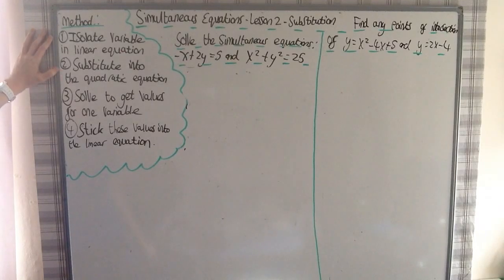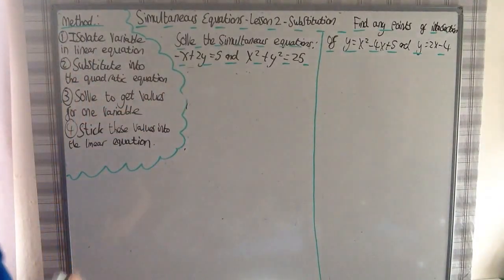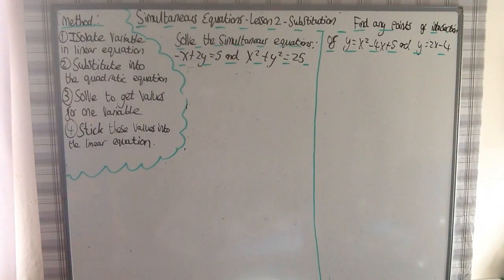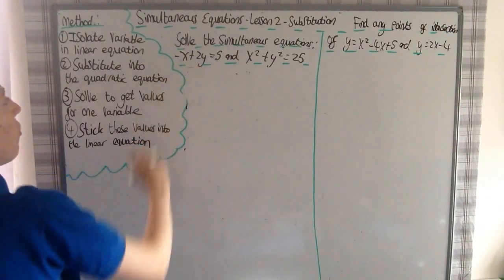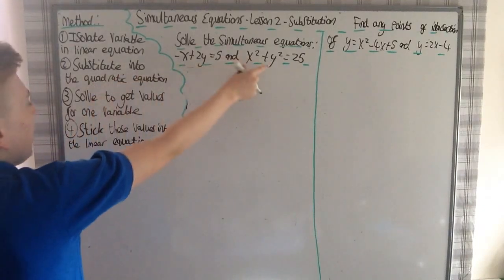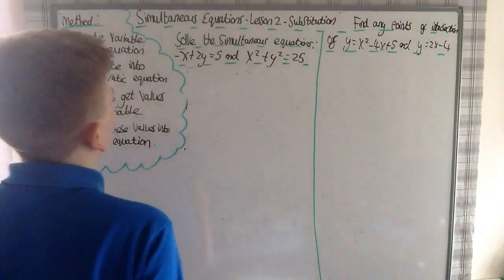We first isolate the variable in the linear equation. The linear equation is the one without the x squareds or y squareds, and by isolate I mean make it in the form x equals or y equals. We make either x or y the subject of the equation, and then we substitute that into the quadratic equation. After that we solve to get the values for one variable, and then we stick these values into the linear equation to get our final answer. So, let's get started with the first question.